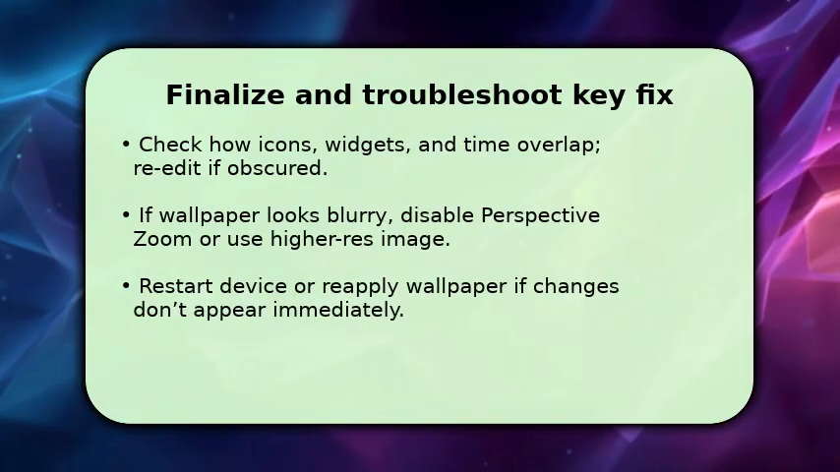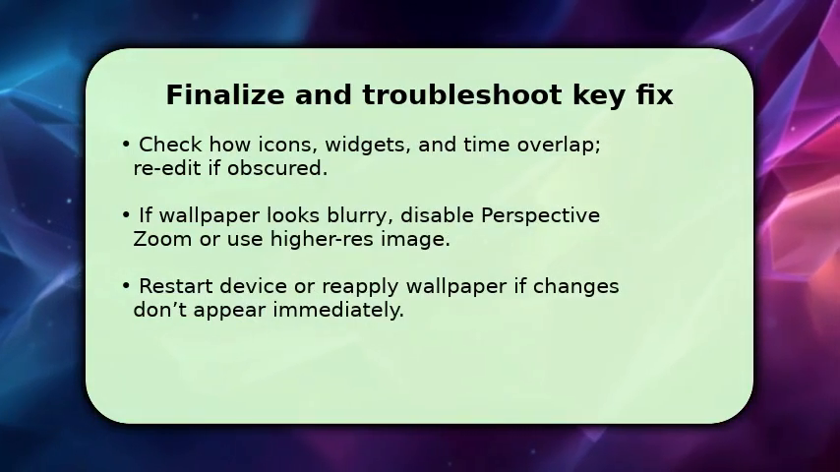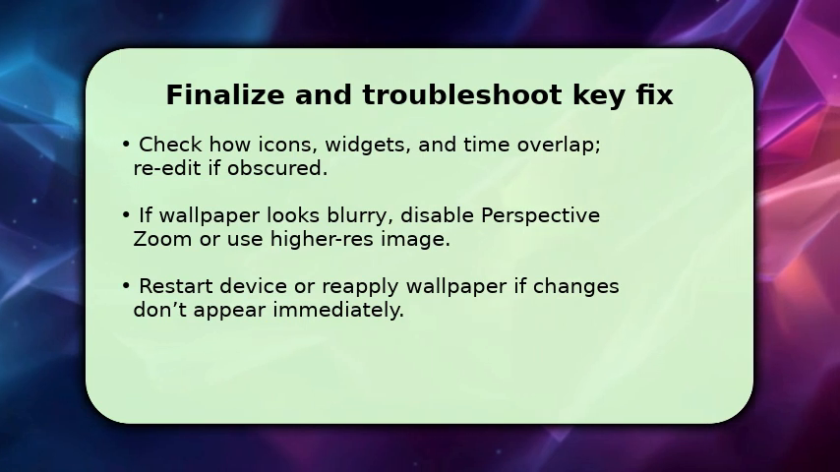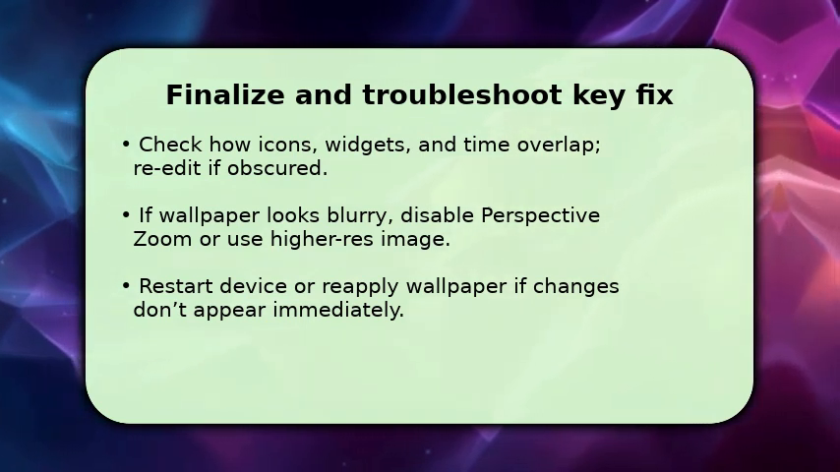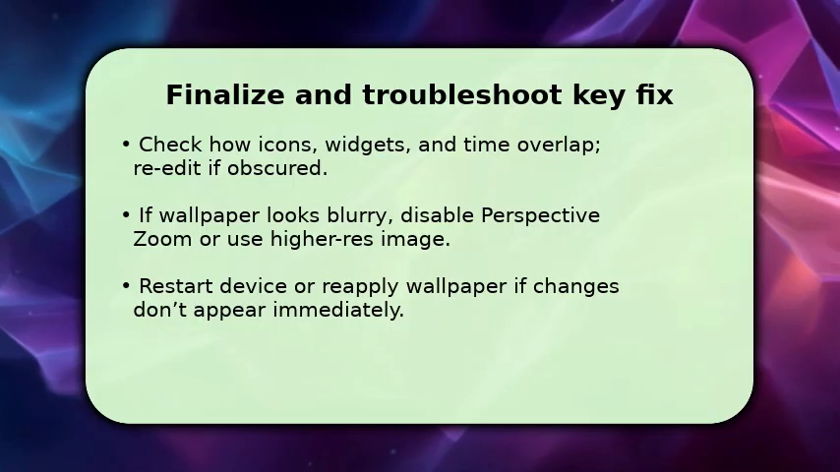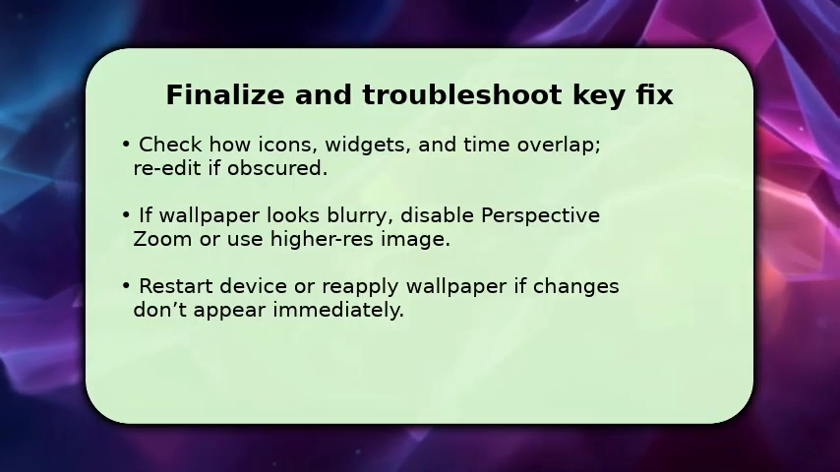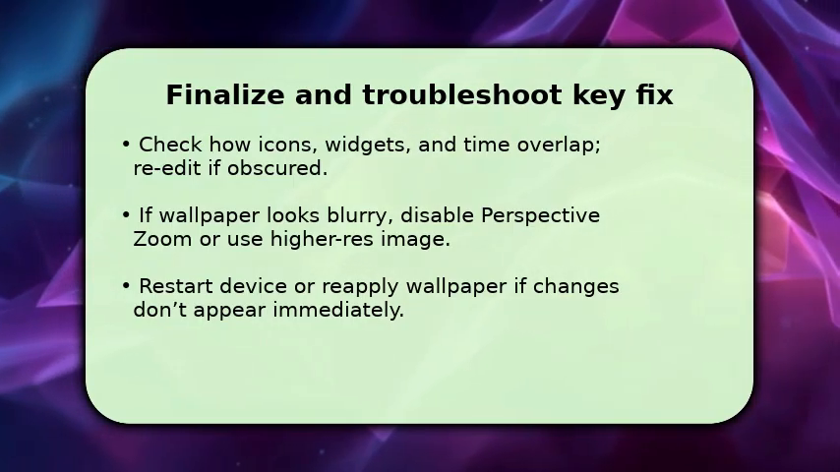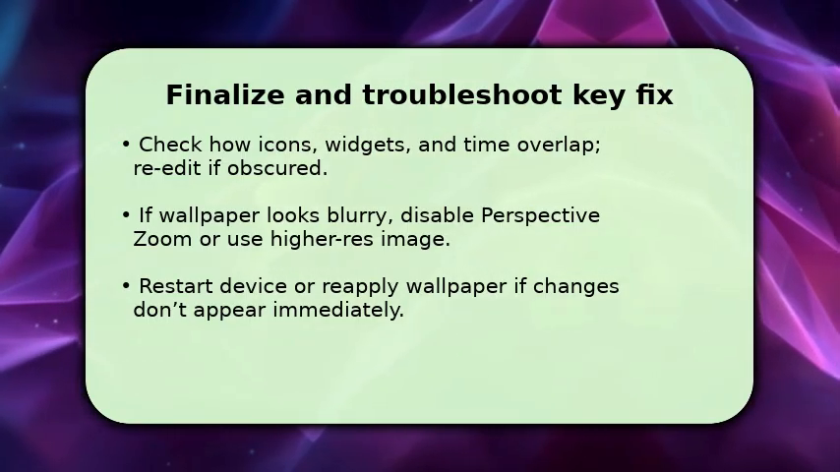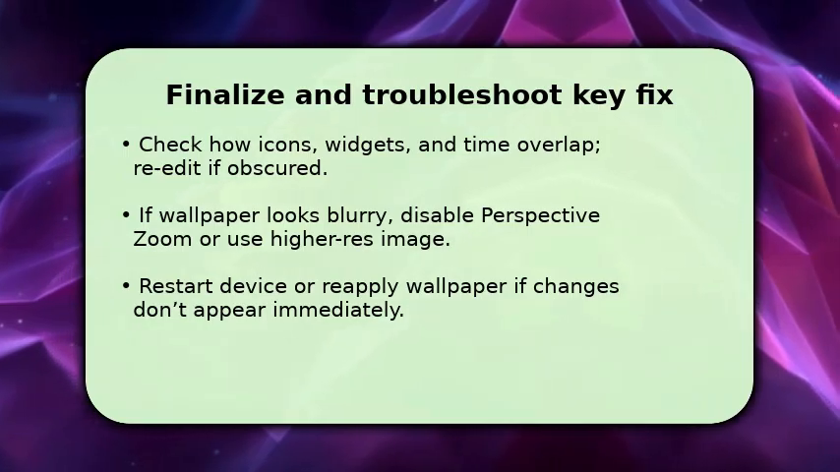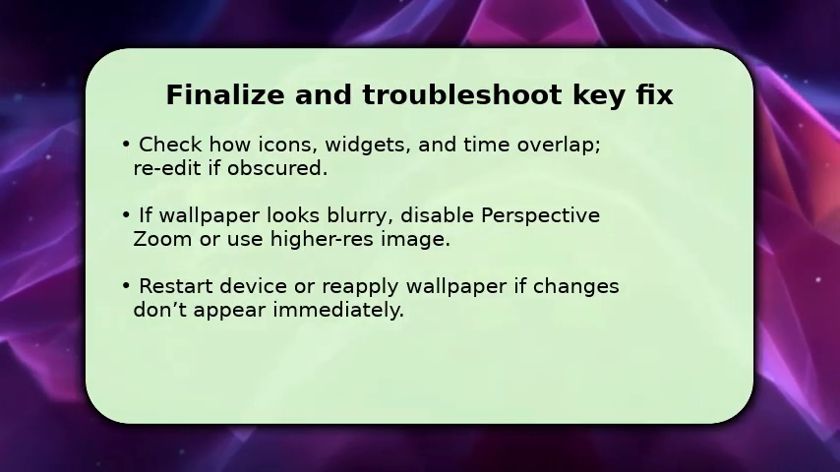Finish by inspecting the result in everyday views. Unlock, view the home screen, and confirm widgets and icons don't cover critical parts of the image. If the wallpaper appears soft or pixelated, make sure perspective zoom is off and try a higher resolution source. This often restores sharpness. If the new wallpaper doesn't show, restart your iPhone or reapply the image. This clears temporary rendering hiccups.